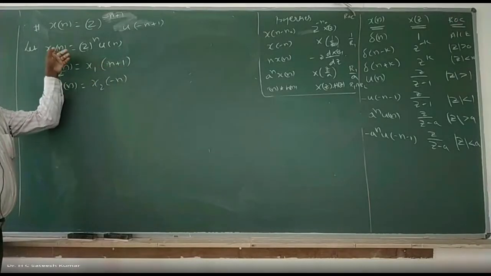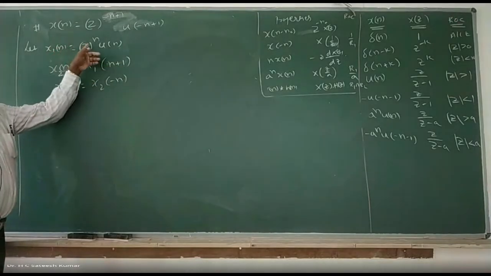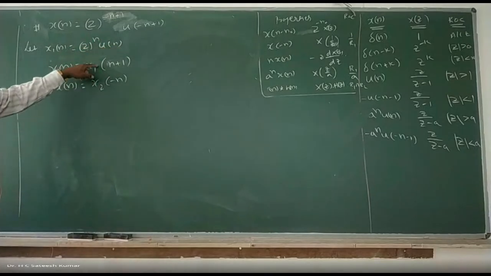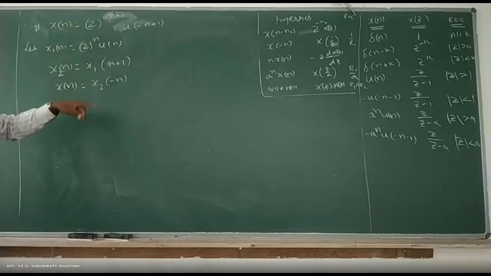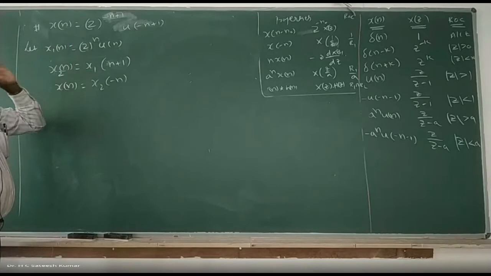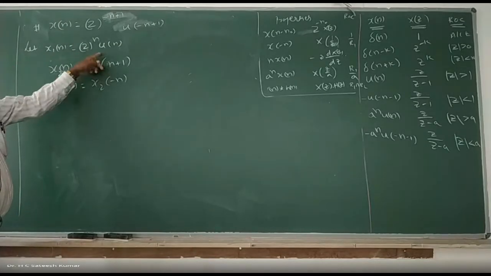Then the x1 of minus n is nothing but minus n plus 1, that is 2 to the power of minus n plus 1, u of minus n plus 1. Then you substitute here, you will get back this. That means when you keep on substituting, you should get back your original signal. Whether your substitutions are correct or not, you can check by resubstituting.